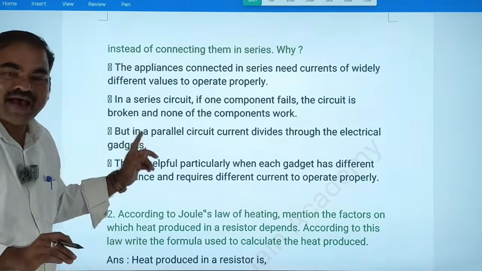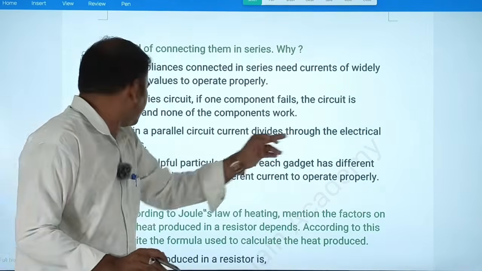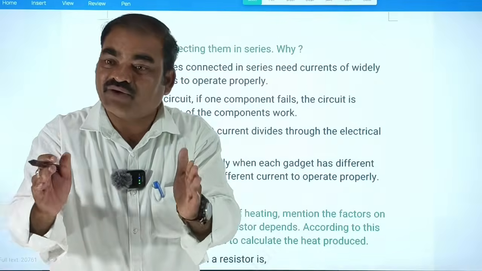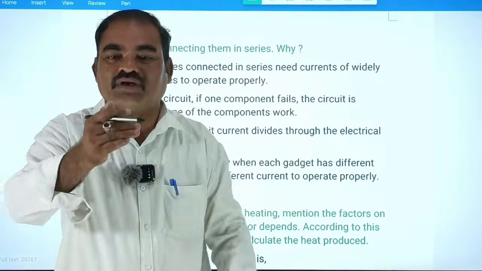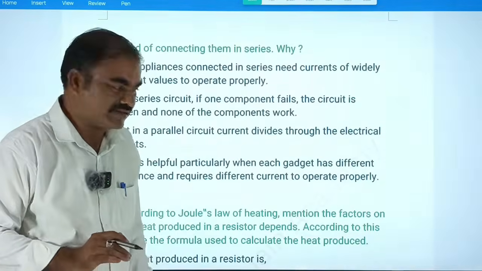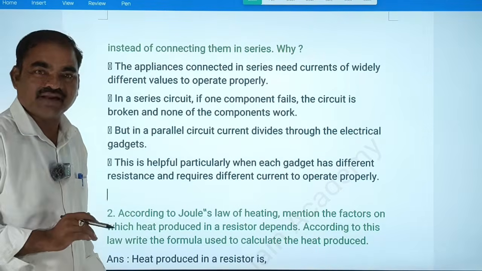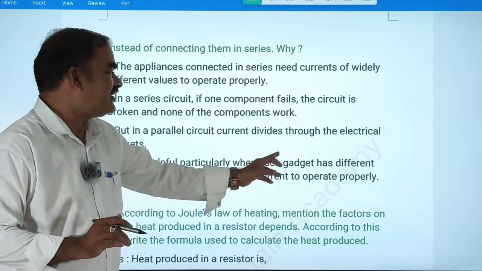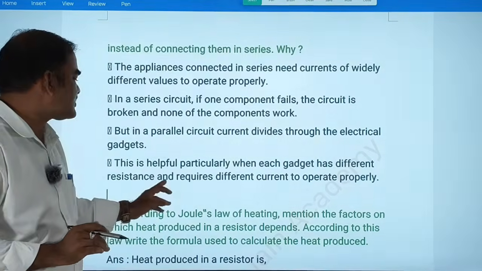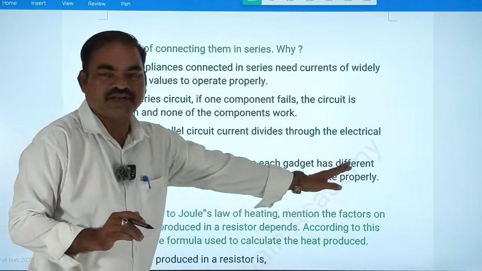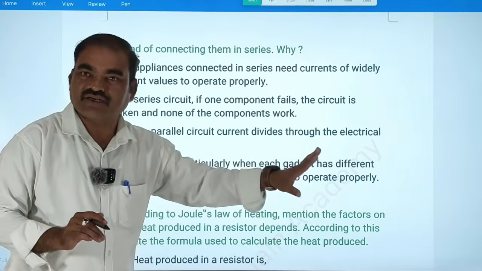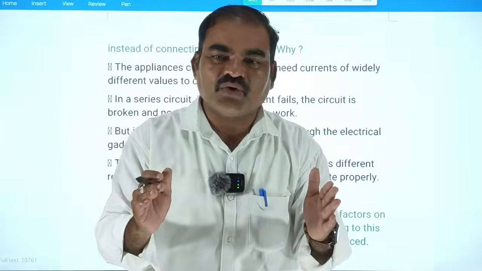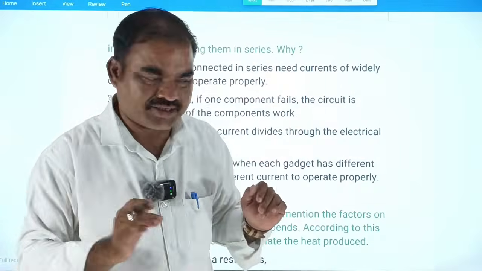But in parallel, the current divides throughout the electrical gadgets. Whatever current is needed, that much current is going to be distributed there. That is one advantage of parallel connection. This is helpful particularly when each gadget has different resistance and requires different current to operate properly. So this is the first one: why in homes we use parallel connections.